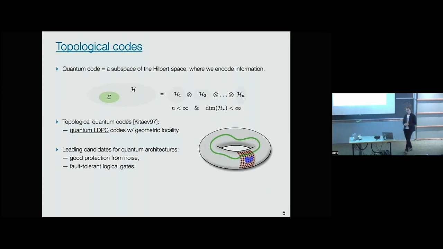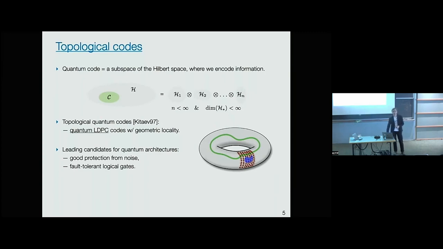Topological codes turn out to be the leading candidates for quantum architectures because first, we can realize them, for instance, in 2 dimensions. They also provide very good protection from noise. And we also know how to implement fault-tolerant logical gates with them.